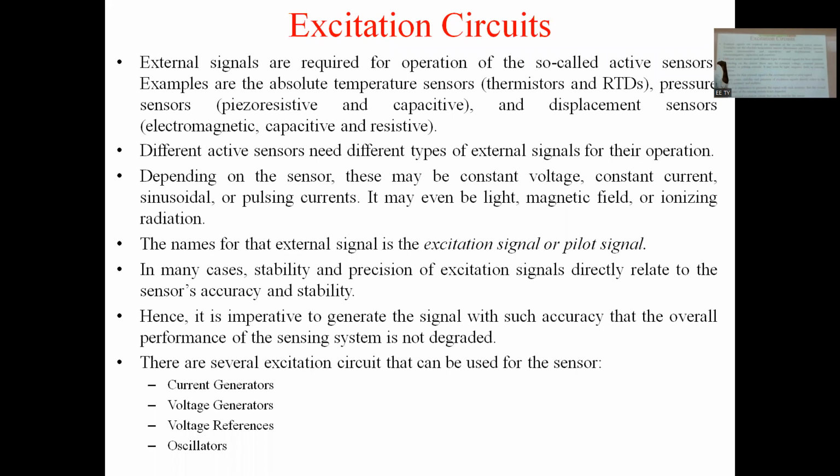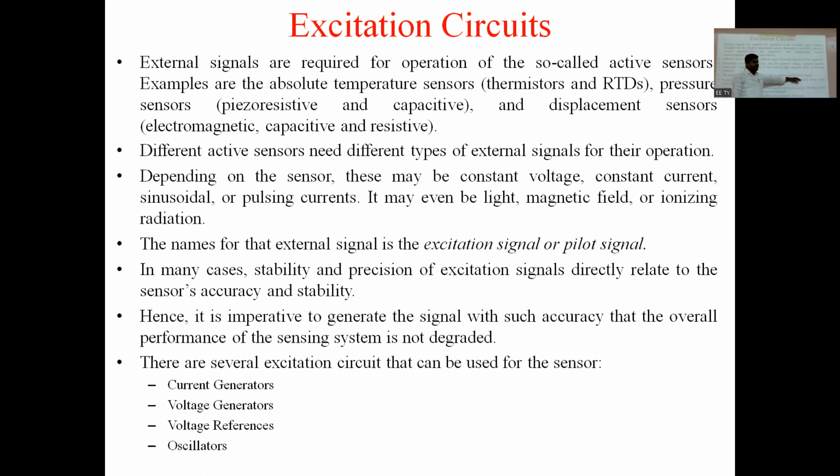Whether the requirement is of constant voltage, constant current, sinusoidal current, sinusoidal voltage, or pulsating current. Some sensors require a light excitation source to enable their operation, again a magnetic field requirement or ionizing radiation. The name for the external signal is the excitation signal or pilot signal.